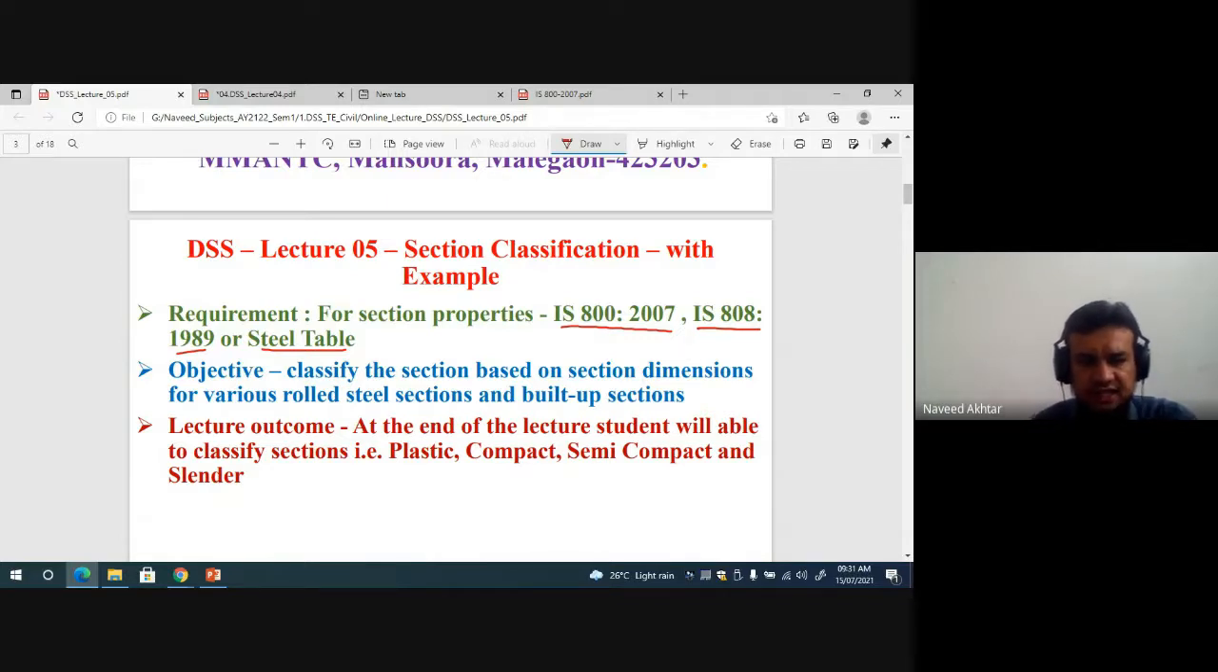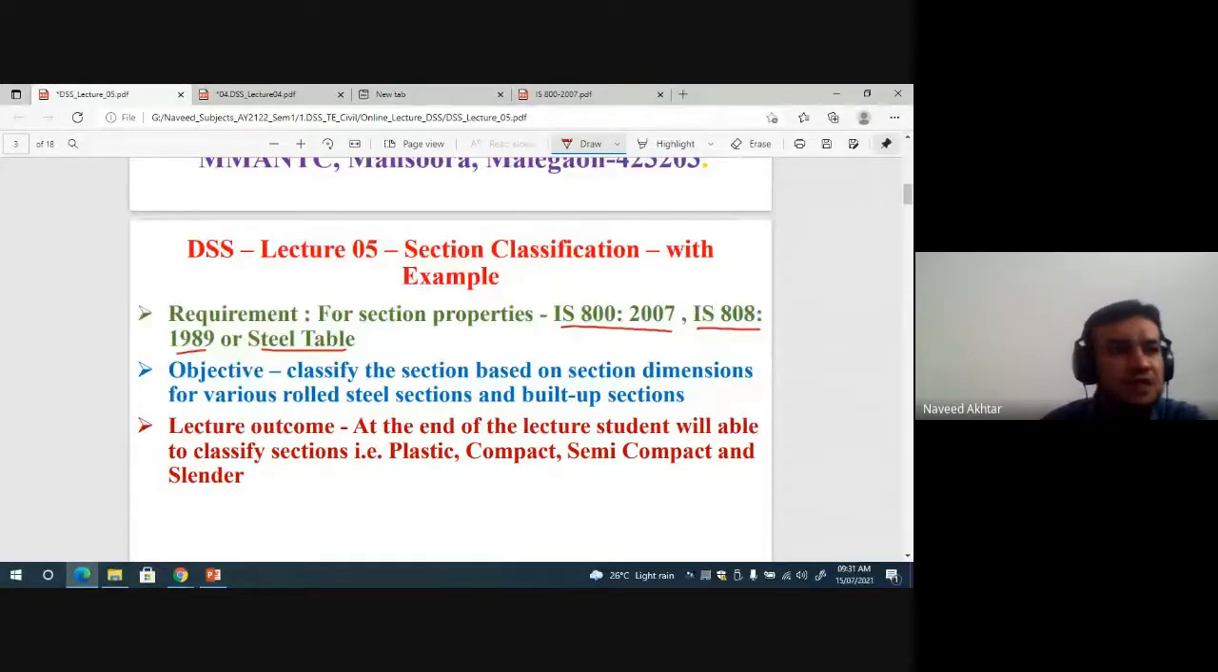In the IS index appendix, some of the sectional properties of the member are given, such as moment of inertia, and some connection detailing and dimensions of the member. These are given at the end of the IS 800 2007. Some, that is ZP, is also given. ZP means plastic section modulus.